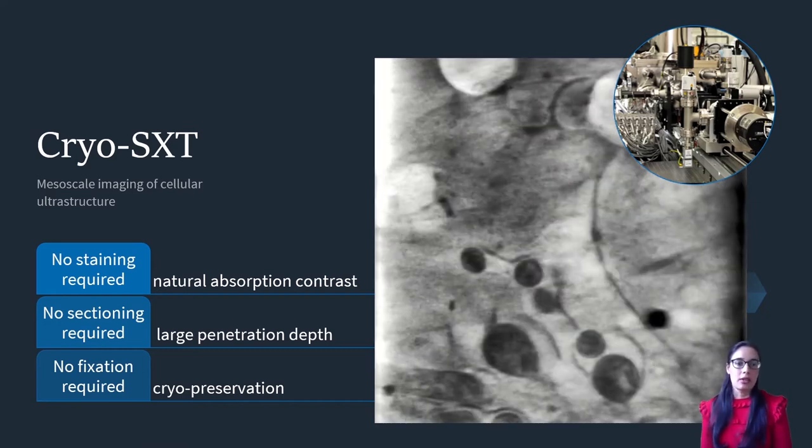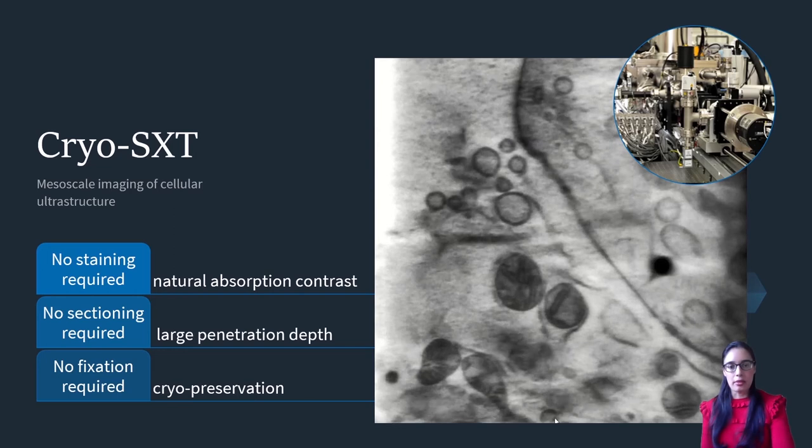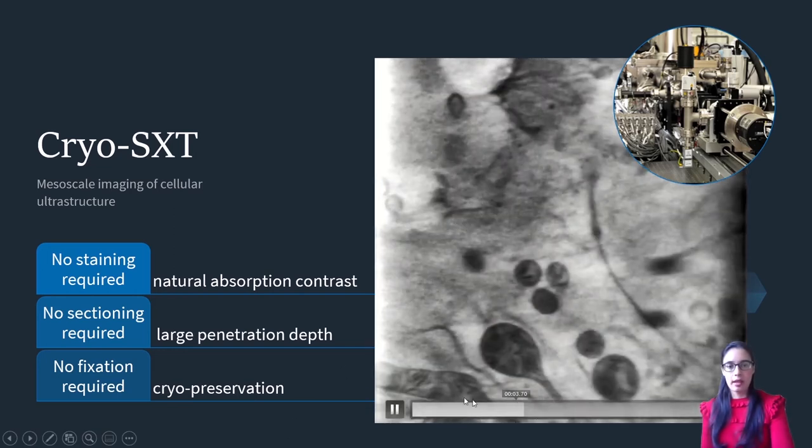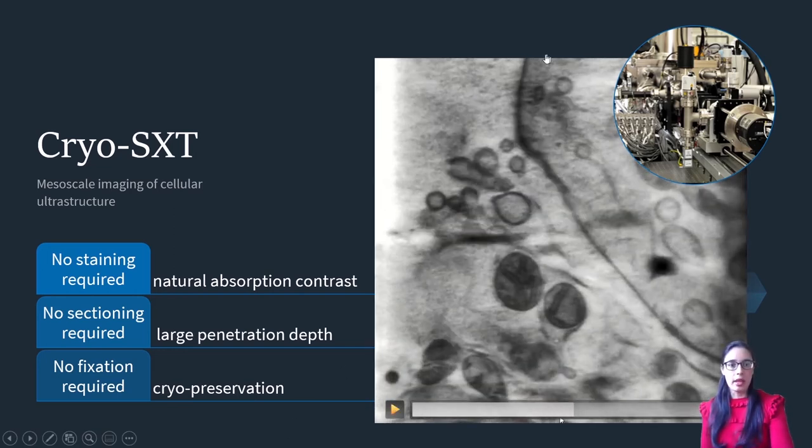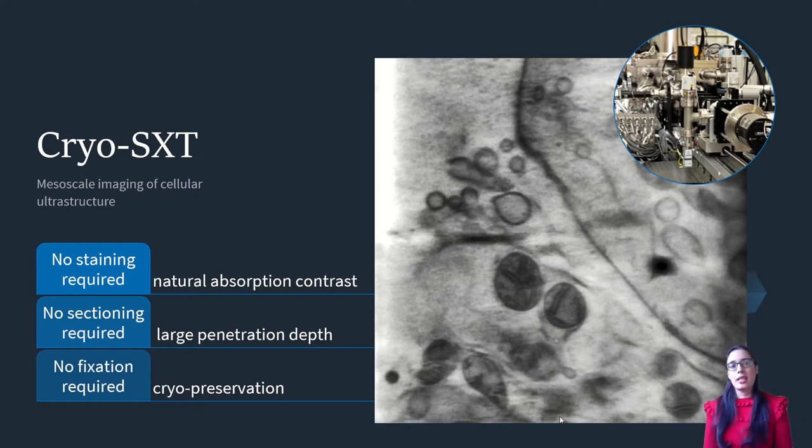And this is an X-ray tomogram of a lung epithelial cell. You can see the boundary between two cells here. And you can also see mitochondria, as well as the ER and vesicles. Cryo-SXT is used for imaging the ultrastructure of mammalian cells, as well as yeast, bacteria, and also viruses. And we can investigate different processes such as virus-host interactions or cell motility.